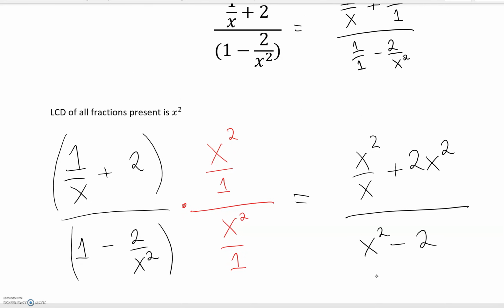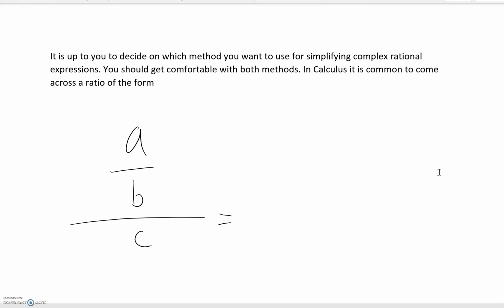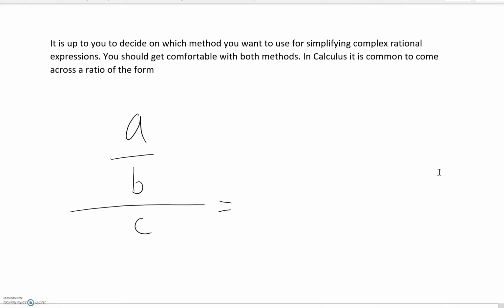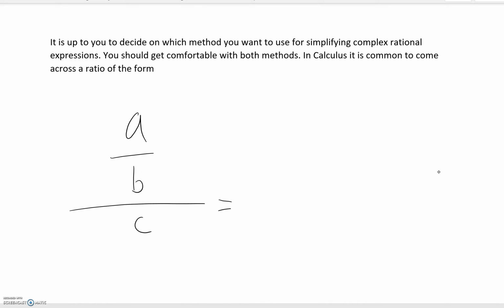It is up to you to decide which method you want to use for simplifying complex rational expressions. You should get comfortable with both methods. Why? In that first method, it does require you to divide by a fraction. In calculus, you're going to see lots of ratios in this format, a over b divided by something. How do you deal with this? I'm going to write a 1 here. So you have a fraction divided by a fraction. What do we do? You take the reciprocal of the bottommost fraction and you multiply it by the top.